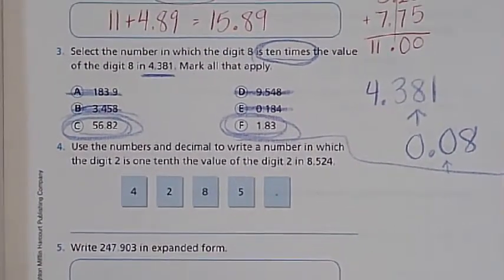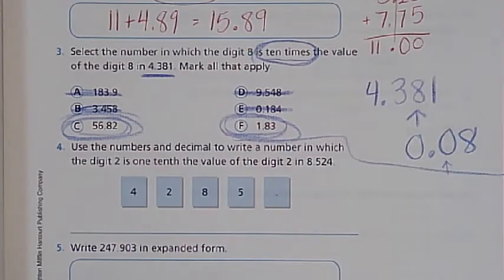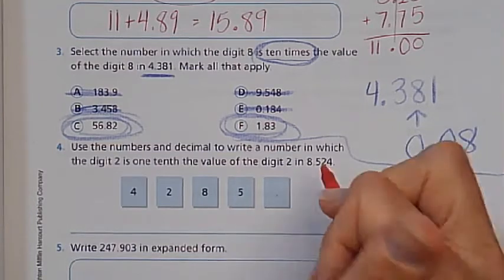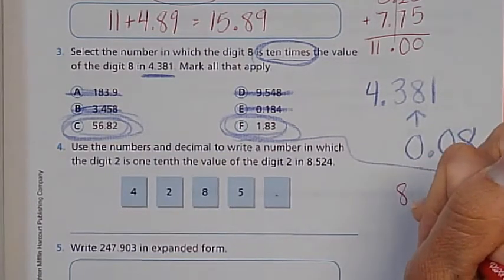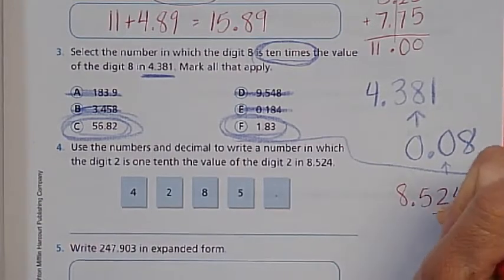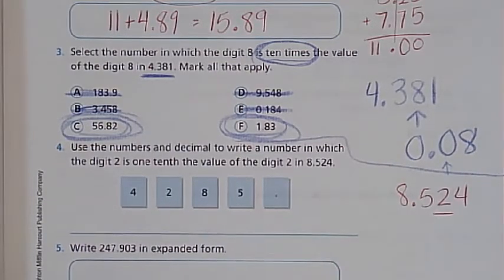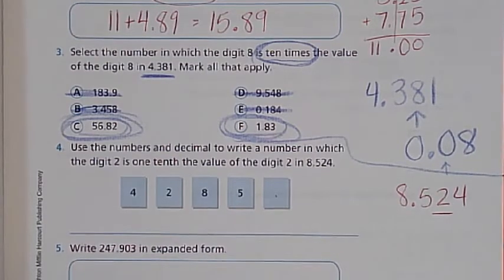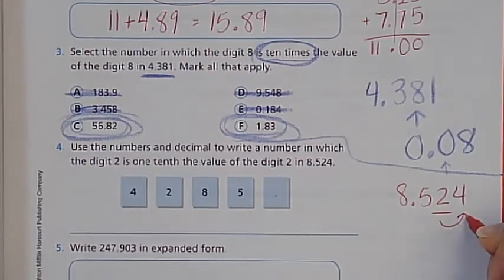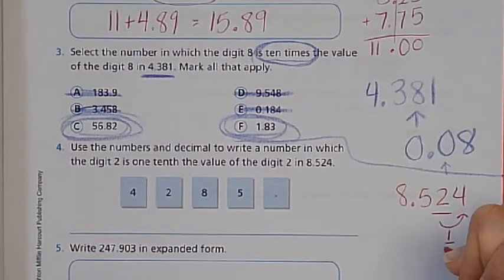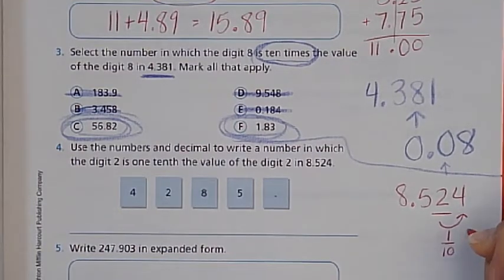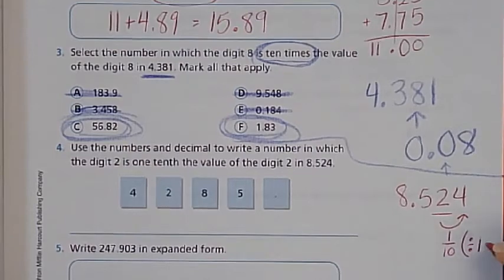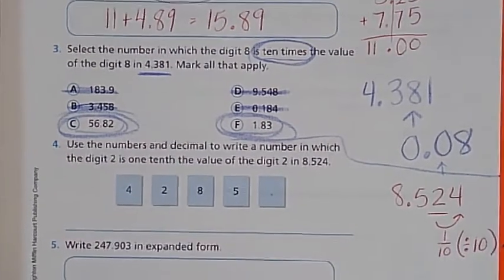It says use the numbers and a decimal to write the number in which the digit 2 is 1/10 the value of the 2 in this number. So like we just talked about, this 2 right here is in the hundredths place. In order for it to be 1/10 as big, or cutting it into 10 pieces, it needs to be over here. So that this would be 1/10 as big. Or we could also think about that as dividing it by 10 like we saw on our place value charts.